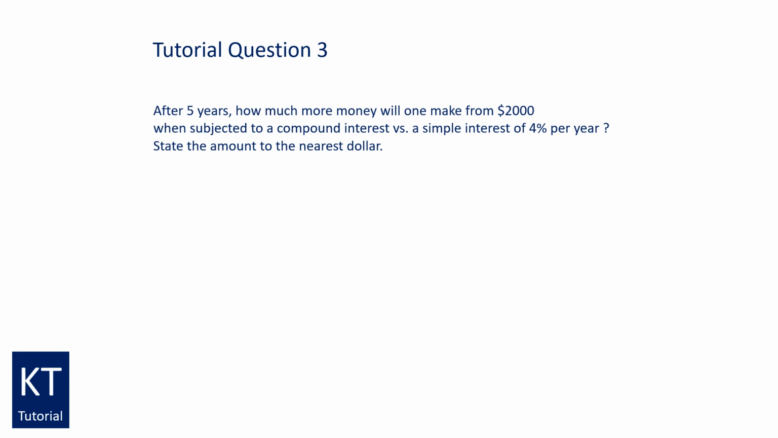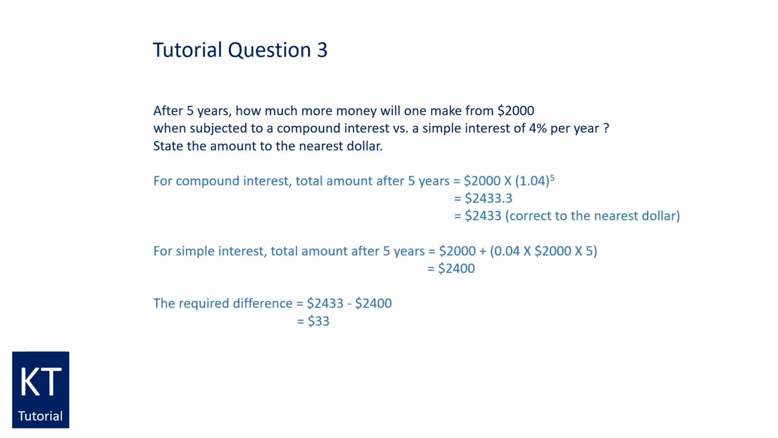Tutorial question 3. After 5 years, how much more money will one make from $2,000 when subjected to a compound interest versus a simple interest of 4% per year? State the amount to the nearest dollar. For compound interest, the total amount after 5 years is 2,000 times 1.04 to the power of 5, which gets us to 2,433, correct to the nearest dollar.